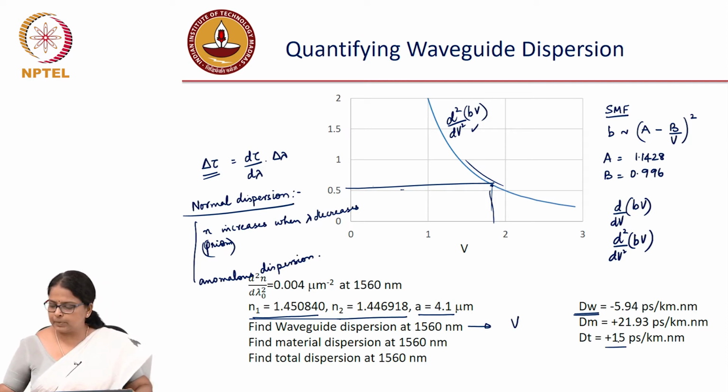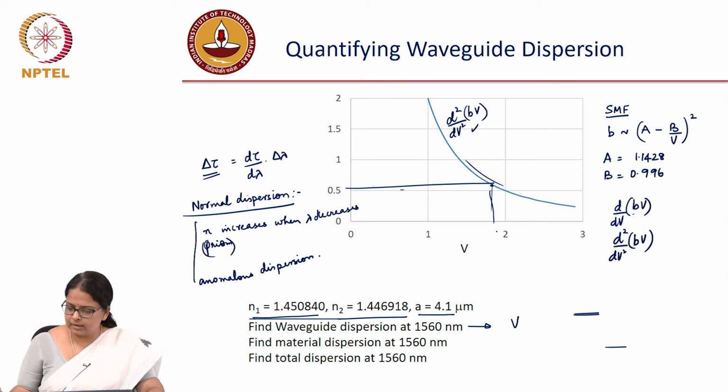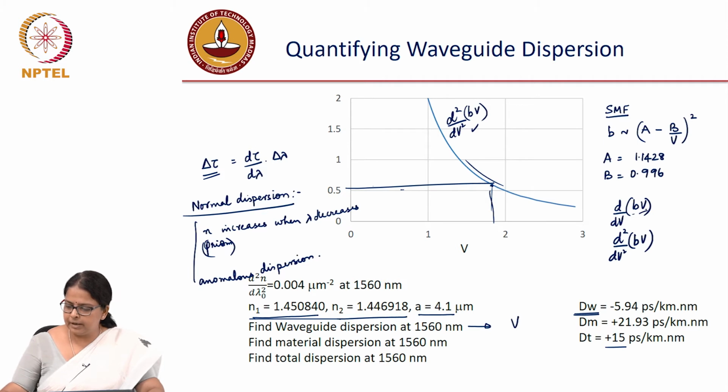You can make the total as positive, you can make the total as negative by controlling waveguide dispersion. How do you control waveguide dispersion? Now, that is very straightforward, because your waveguide dispersion is depending on your V, or in other words, waveguide dispersion is depending on your value of V. So, you can still be single moded and control the value of V to figure out how much you can alter the waveguide dispersion and thereby control the total dispersion.